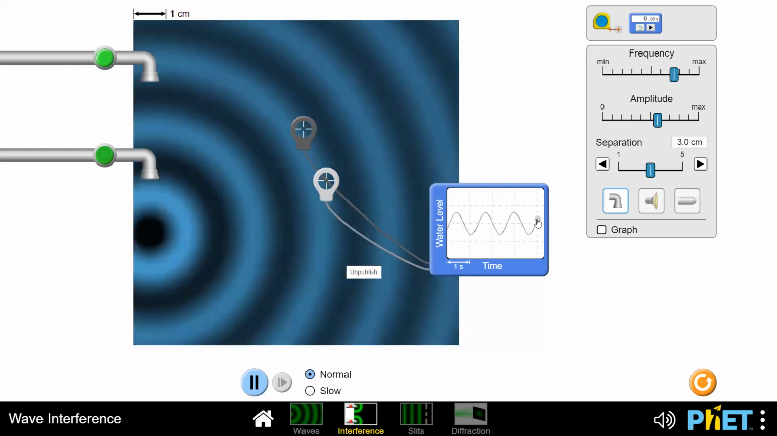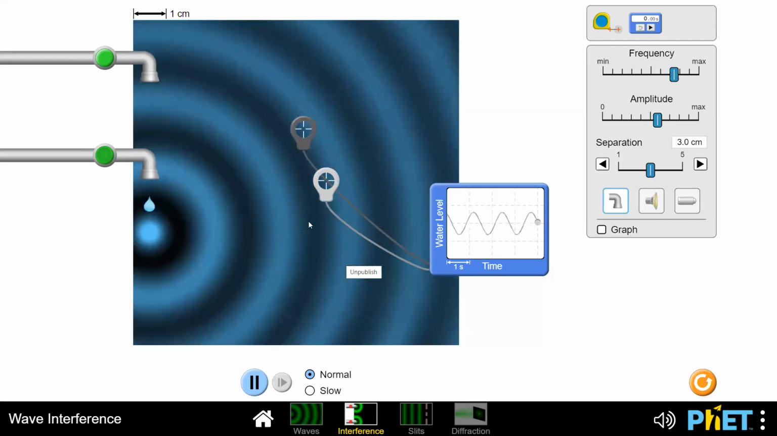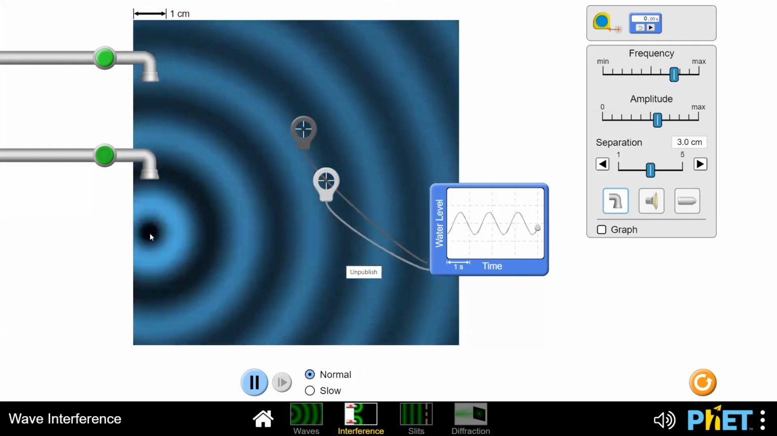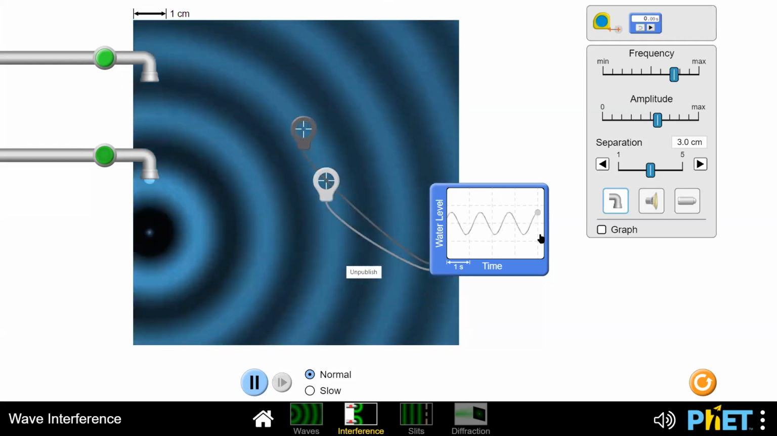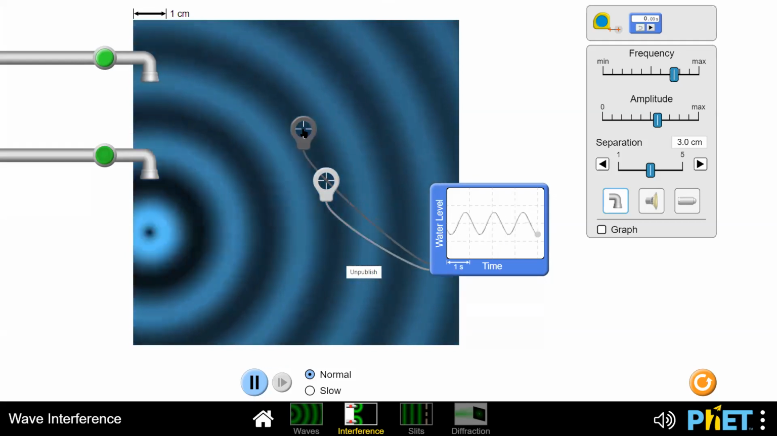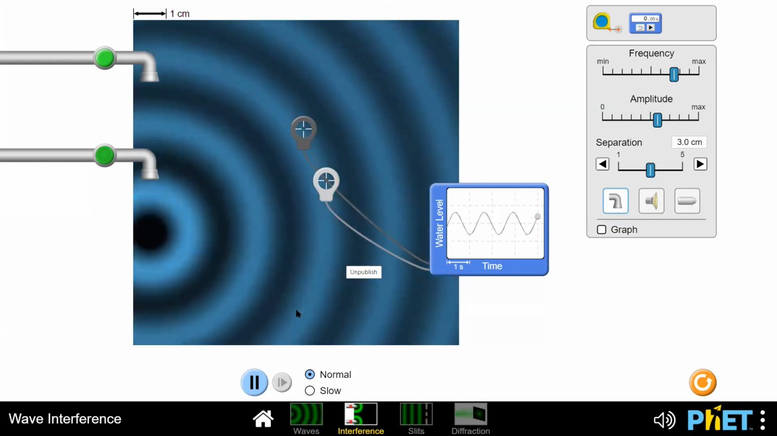You can't really see it right now, but I've placed these at equidistant, the same distance away from where the drop hits the water here. So you see that I'm getting exactly the same amplitude with the same phase. So they both are measuring the same level at the same time, right?